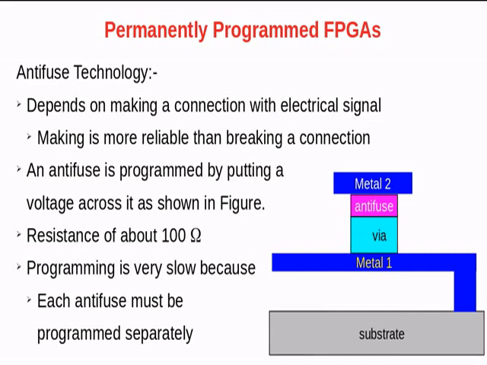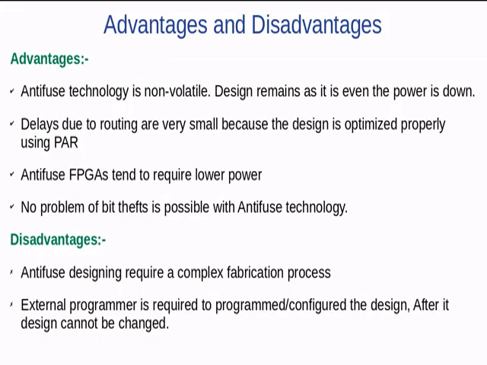An anti-fuse is programmed by putting a voltage across it, as shown in the figure. In this figure, if we want to connect metal 2 with metal 1, then we need to apply the voltage on this anti-fuse. After we apply the voltage, metal 2 is connected to metal 1 through this wire, and the resistance of this wire is about 100 ohm. The anti-fuse technology programming is very slow because each anti-fuse must be programmed separately. So there are certain advantages and disadvantages of this technology as well.